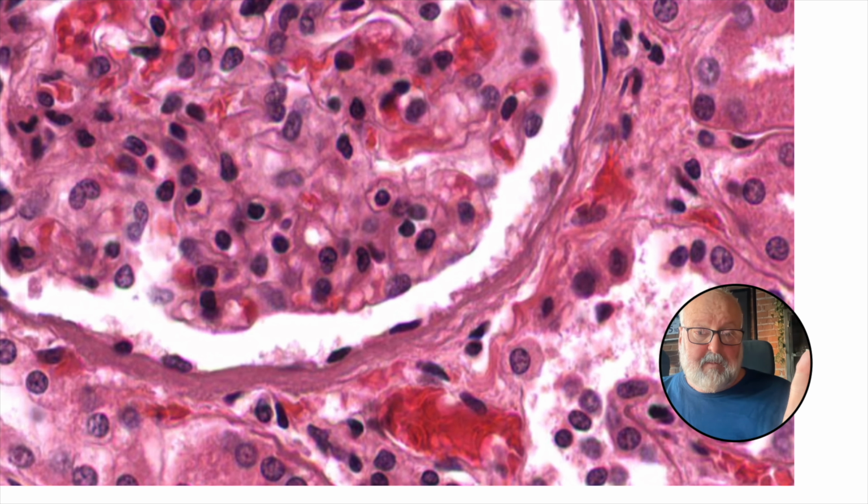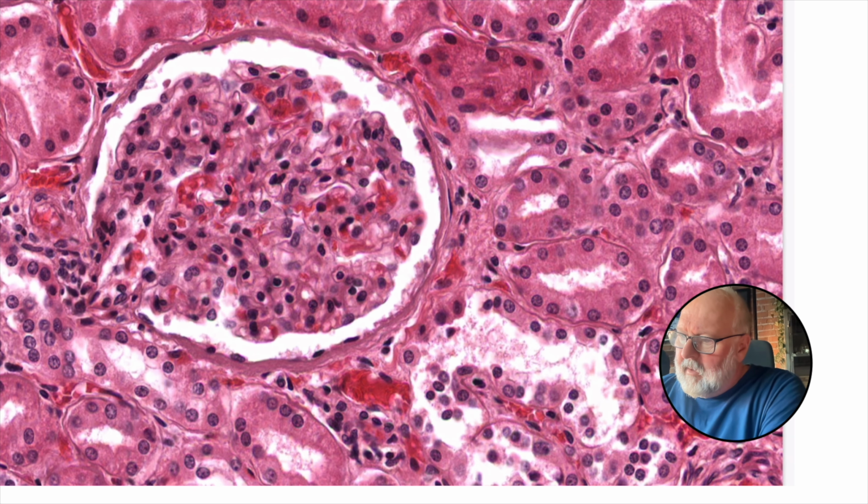How many layers do you think? One layer. So if it's one layer, it is simple. Now we've got to figure out the second name, which is based on cell shape. And the cells look quite flattened. The nuclei are quite flattened. The cells are flattened. So this would be simple squamous epithelium. Right? So there we go.